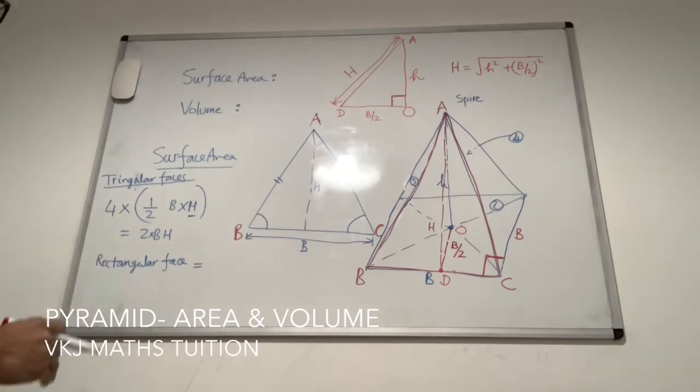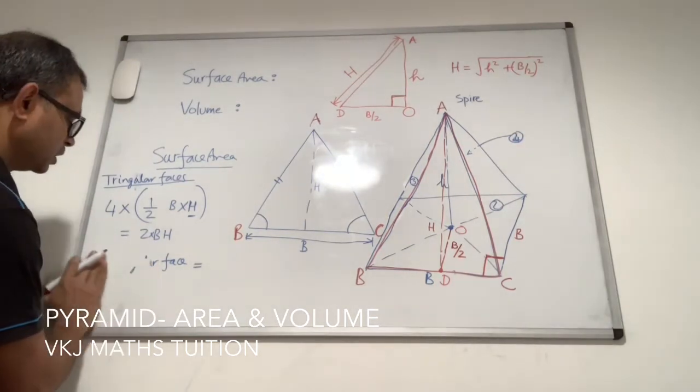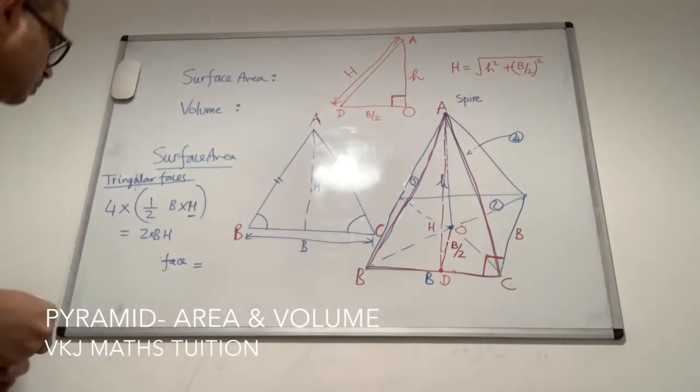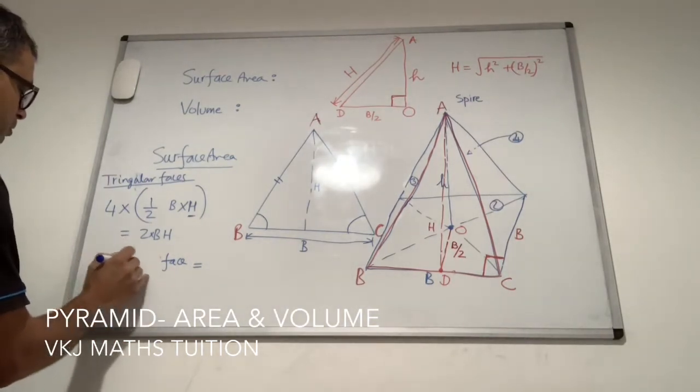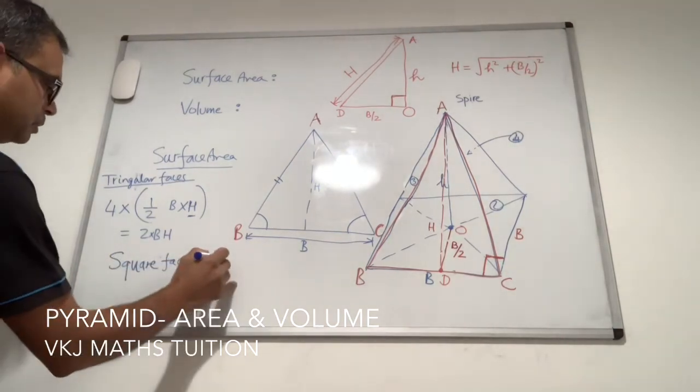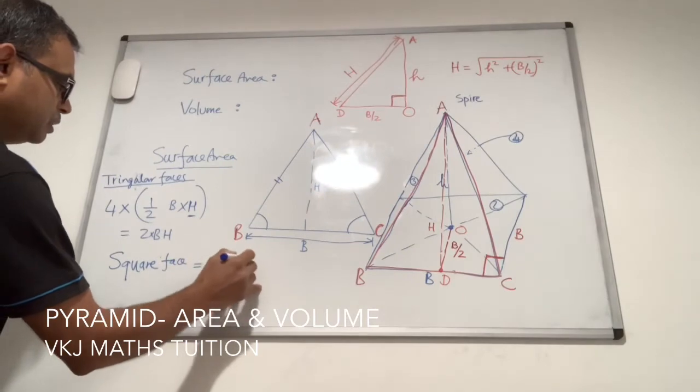Now rectangular, as you said, it is a square, not the rectangular face. The bottom base is a square. So square face. Yeah. So square face, what would the area be? B times B.